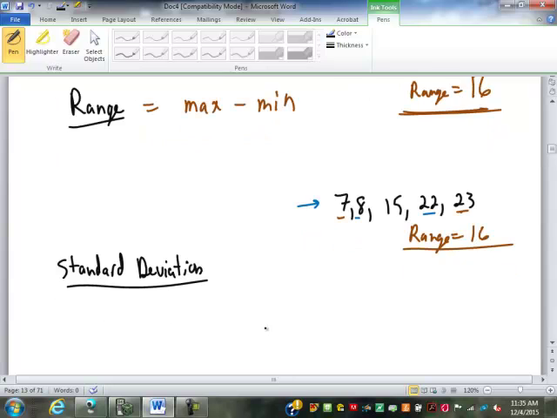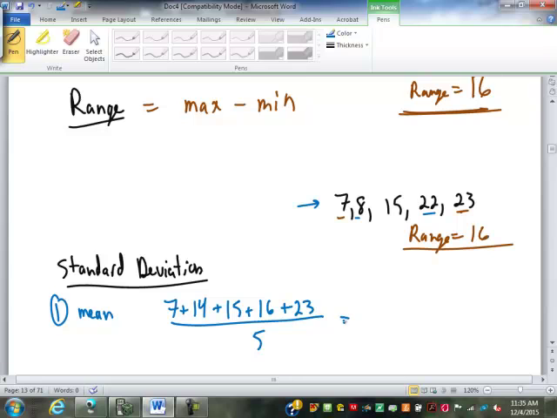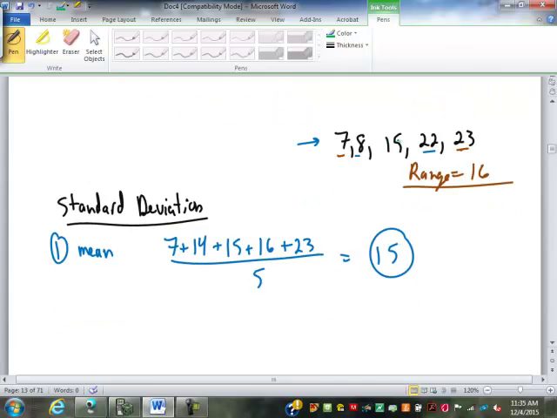Step 1 is to find the mean of the numbers. So let's use that first set of data up there. 7 plus 14, plus 15, plus 16, plus 23, over 5 gives us a mean of 15. So step 1 is to find the mean.